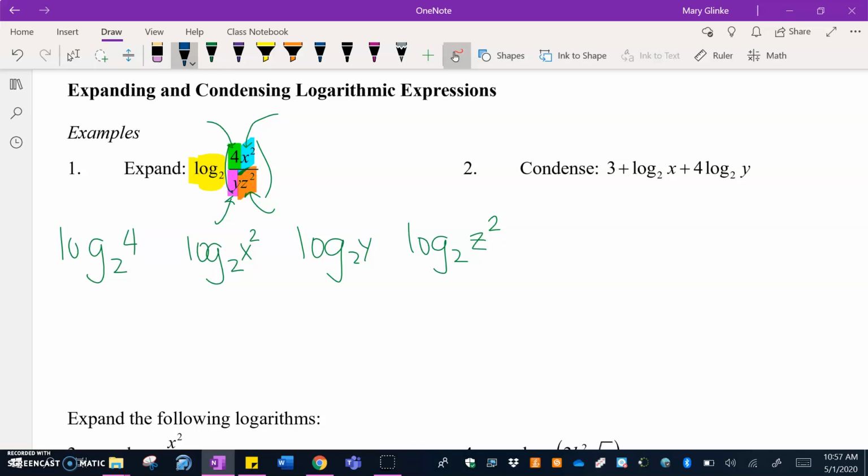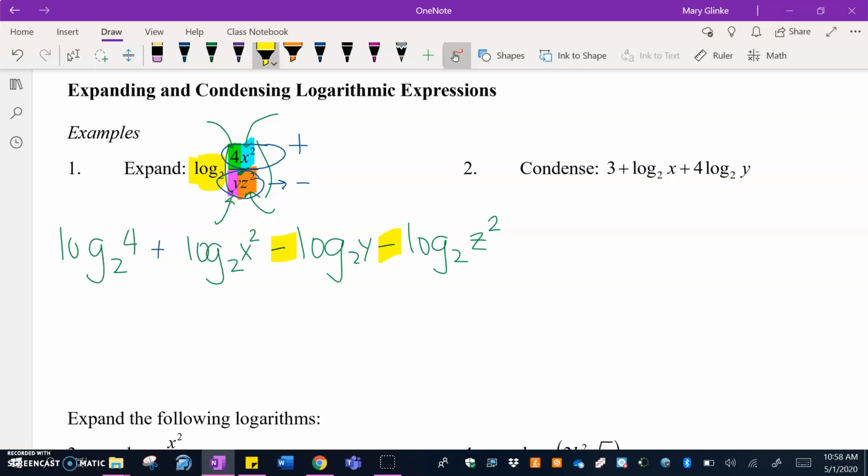So anything that was in the numerator is going to have a positive exponent. So therefore, it's going to be a plus sign in front of it. So log base 2 of 4 is positive. The x squared is a positive exponent. Anything inside of the denominator has a negative exponent. So the coefficient for those ones are always going to be negative. So if I look at this written out, I can see that the 4 was in the top, the x squared was in the numerator, the y and the z squared were in the denominator, just based off of their signs out in front. Okay, so that's the first step of expanding, is writing out all of these as different logarithms.